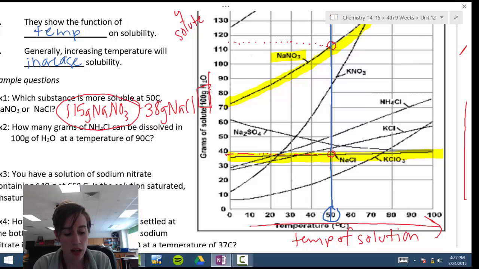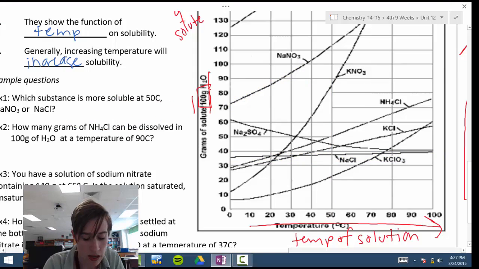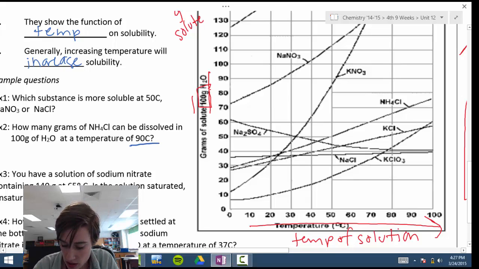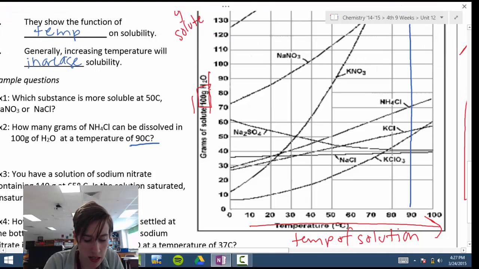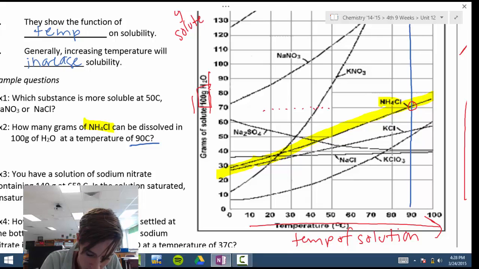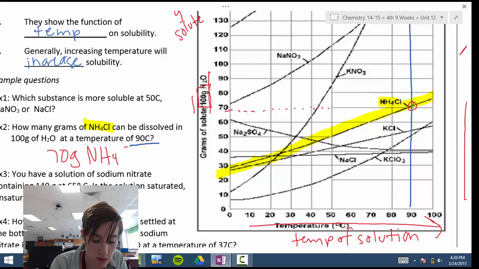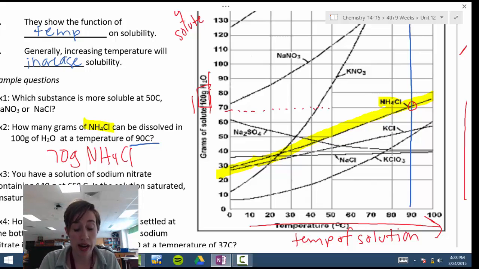This next question is asking really the same exact thing. It says for us to look at 90 degrees Celsius. So here's 90 degrees Celsius, right about there. And it's asking for sodium chloride, which is this line right here. So where does it intersect that temperature, 90 degrees? It intersects right here, which I think is probably right at 70 degrees. Or not 70 degrees, 70 grams. So about 70 grams of ammonium chloride will be dissolved at 90 degrees.